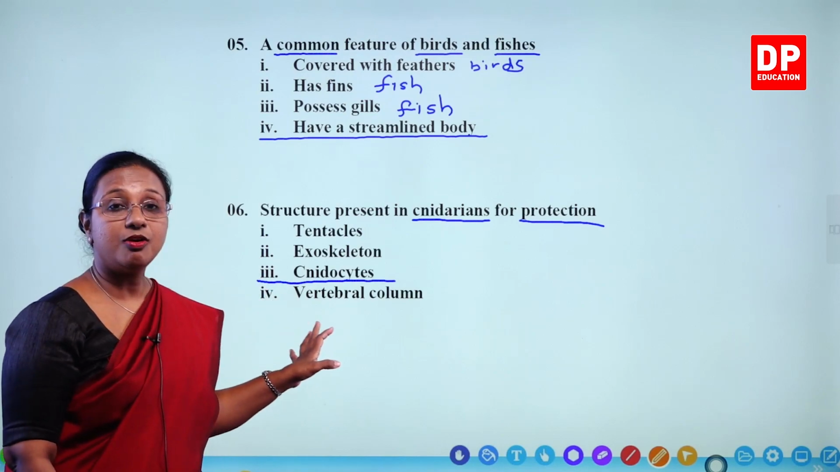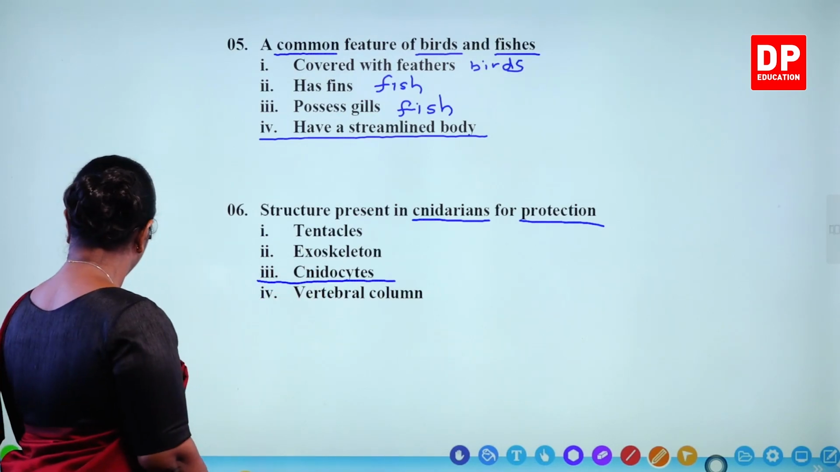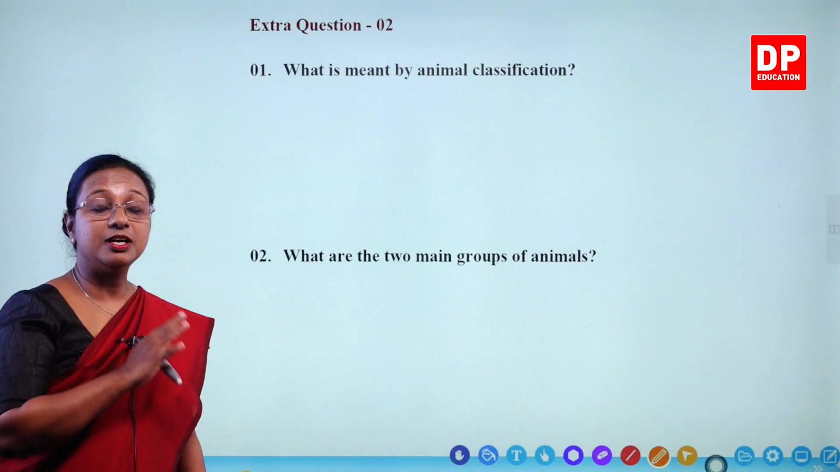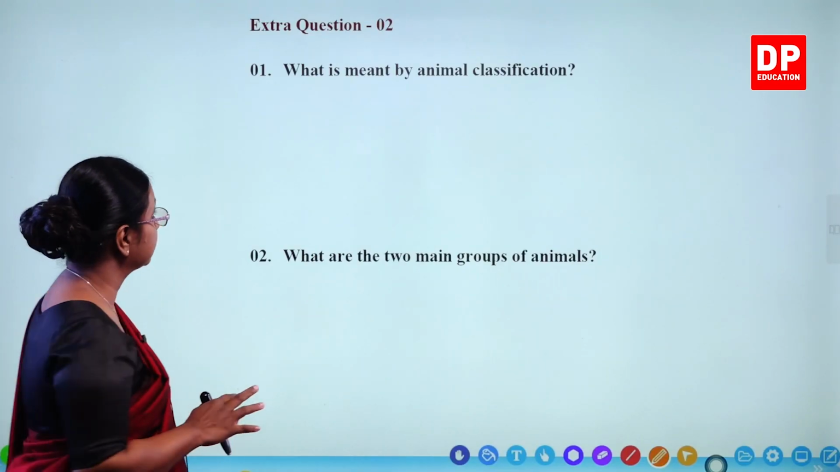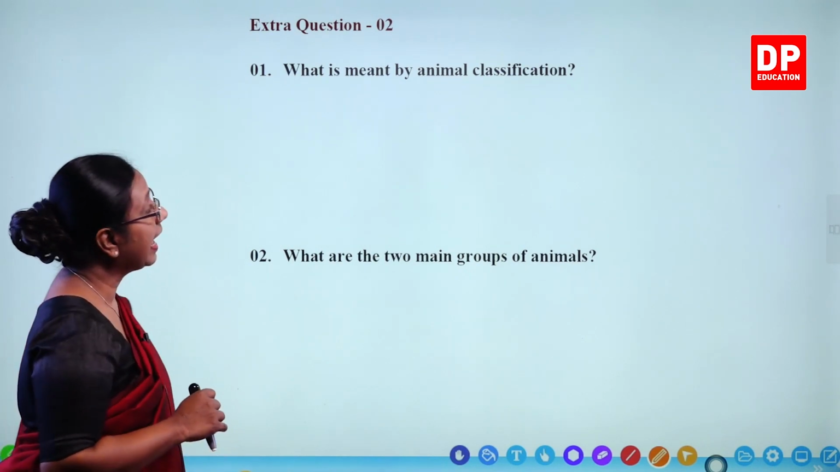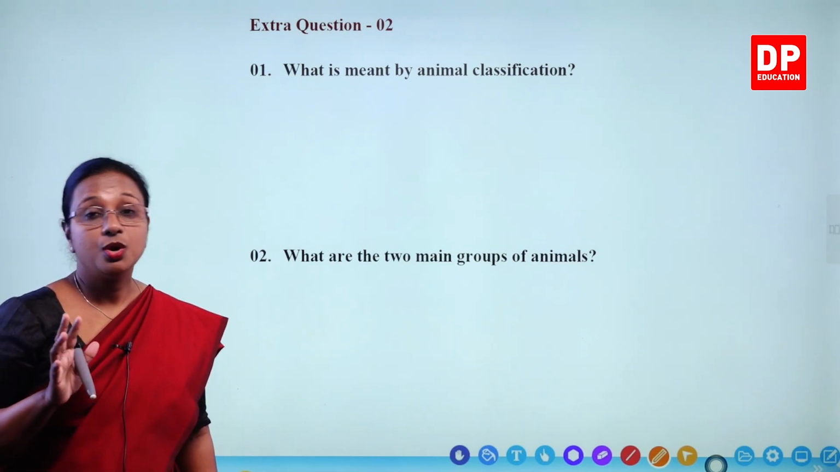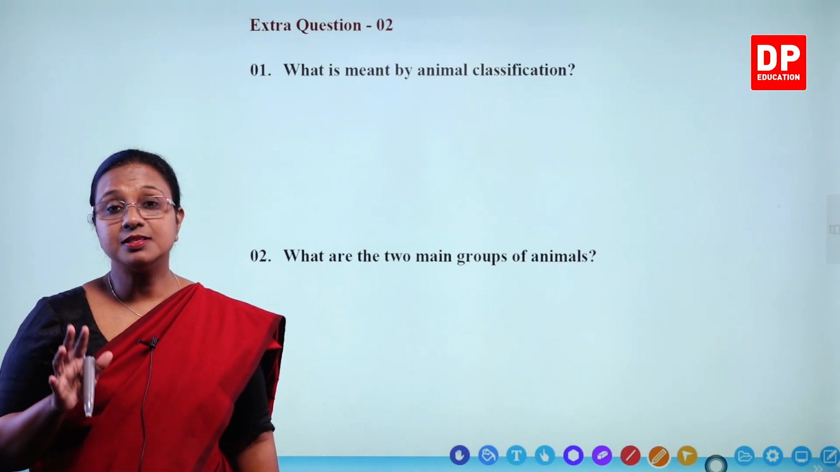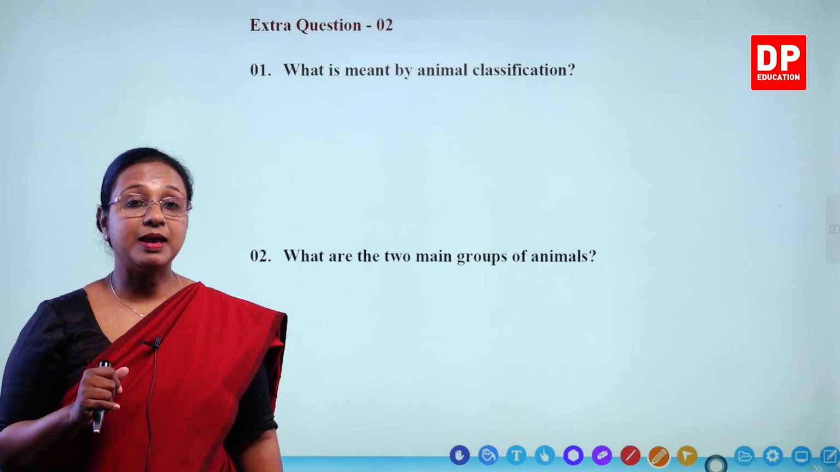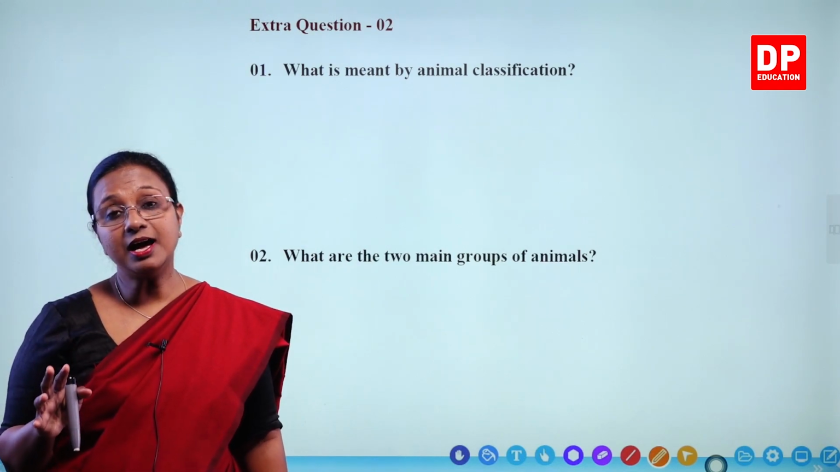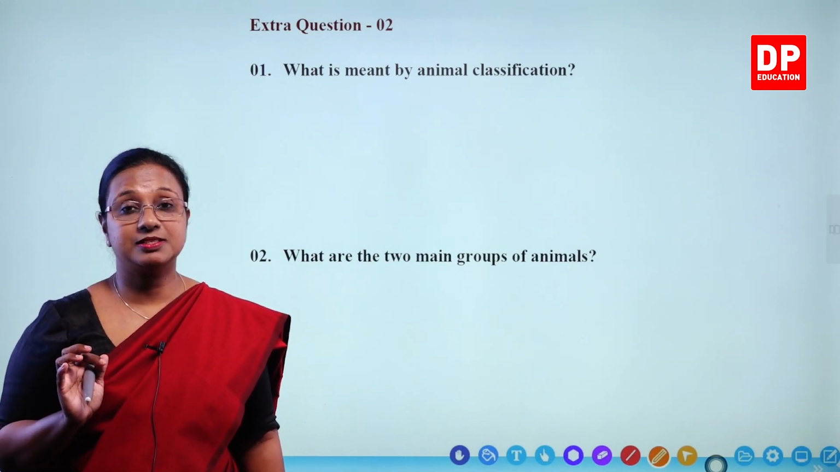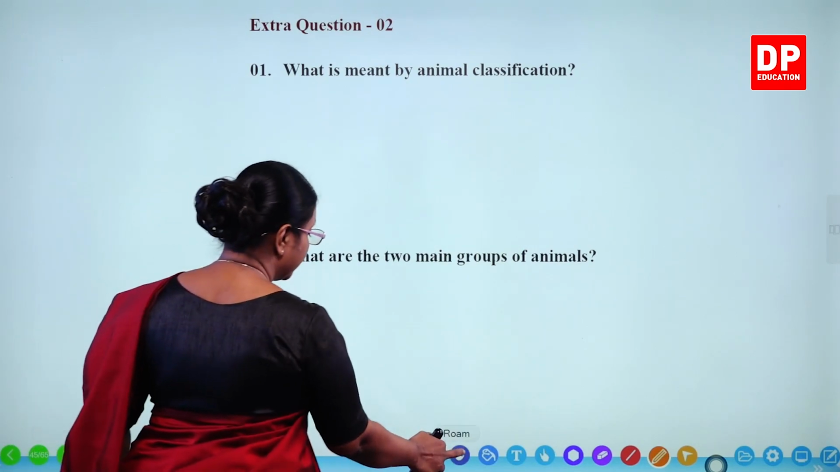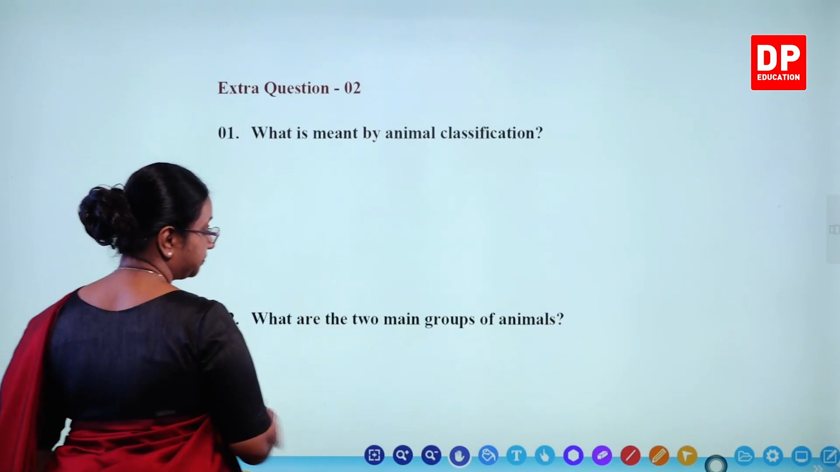Is that clear to you all? Then I will move on to the next one. So this is extra question 2. Here you have to write the answers. What is meant by animal classification? Grouping animals in a systematic manner based on their common features. That is known as animal classification. So that is what you have to write here.